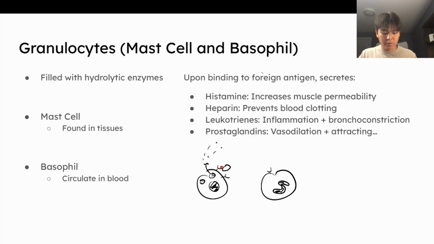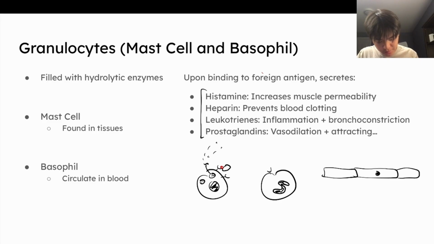And what are these molecules? Well, I list a few here. They do produce a lot more, right? These are the main ones that I want to talk about right now, and they will come up later in future videos as well. First one is histamine. So histamine, this increases muscle permeability. So what does that even mean? Well, if you imagine a bunch of smooth muscle cells, right? All right, so we got a little nucleus there.